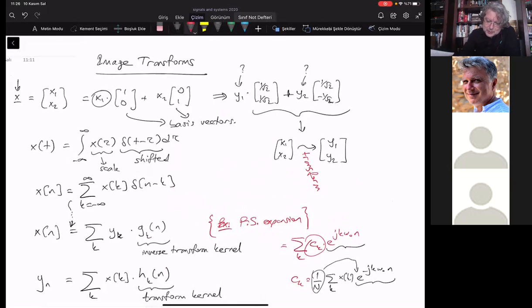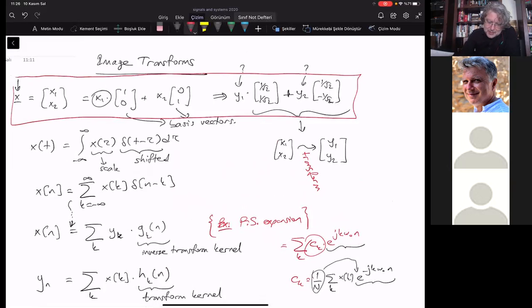But if you consider the linear algebra topic here, you see that my new basis vectors are 1 over square root of 2, 1 over square root of 2, 1 over square root of 2, minus 1 over square root of 2, which corresponds to a 45 degrees shifting from here to here. So it's essentially a 45 degrees rotation. It's not an angular shifting. It's a rotation that we have.